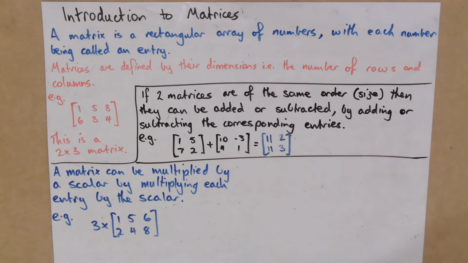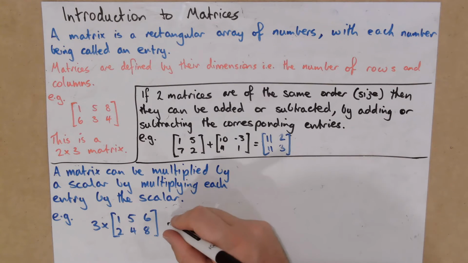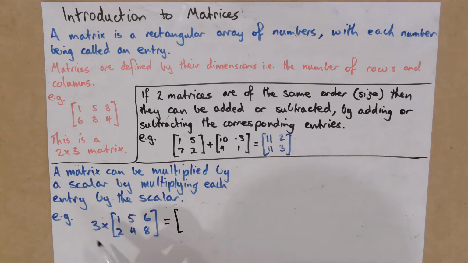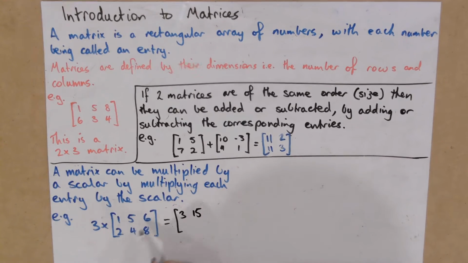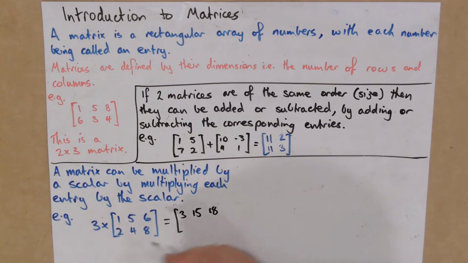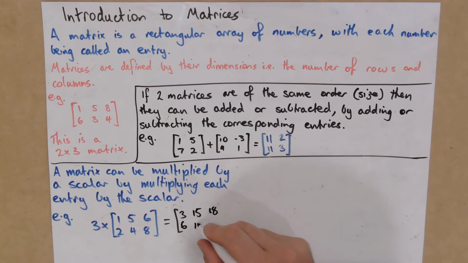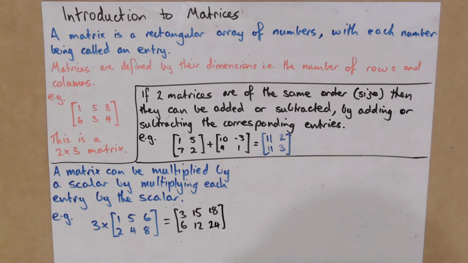We also need to know how to multiply a matrix by a scalar, or just a constant. A matrix can be multiplied by a scalar by multiplying each entry by the scalar. So we've got an example here again. We've got 3 times this matrix here. So all we're going to do is go 3 times 1 is 3, 3 times 5 is 15, 3 times 6 is 18, 3 times 2 is 6, 3 times 4 is 12, 3 times 8 is 24. So all we're doing is multiplying each value by this scalar or constant.